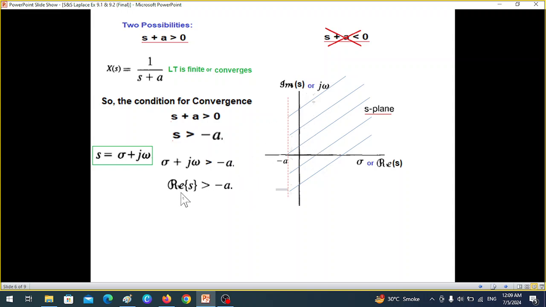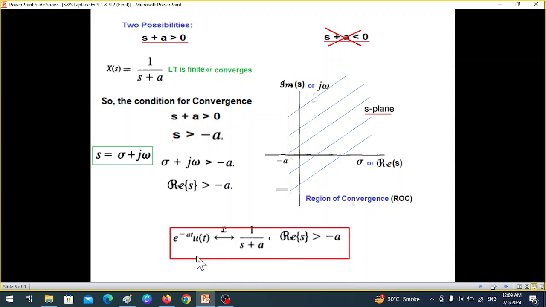You see, we have said that the real value of s has to be greater than -a. So -a is this point. Our signal will be on this side, greater than -a. And so this is our region of convergence, the region where our signal will converge. This is also called the ROC.